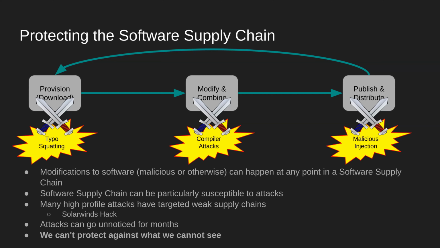And so the software supply chain can be particularly susceptible to these kinds of attacks at any point throughout the supply chain of your product. And there's been a couple of high-profile attacks that have targeted weak supply chains, like the SolarWinds hack and other ones. If you haven't heard about that, it's a pretty interesting read. And some of these attacks have gone unnoticed for months because people didn't know that their supply chain had a problem. And so the primary thing that we want to know about our supply chain is we need to be able to know what it is so that we can protect it and see if something is amiss in the first place. So that's really why we care about supply chains.